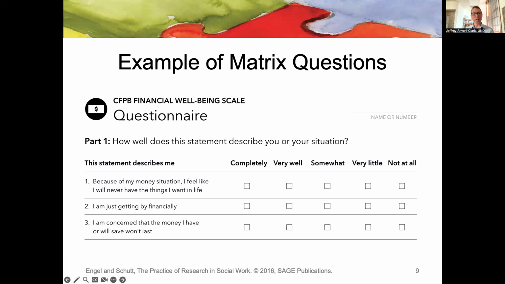Ugh, that completely describes me. I'm concerned that the money I have or will save won't last. Ugh, that completely describes me. One of the problems actually here is that these are all very negative questions.